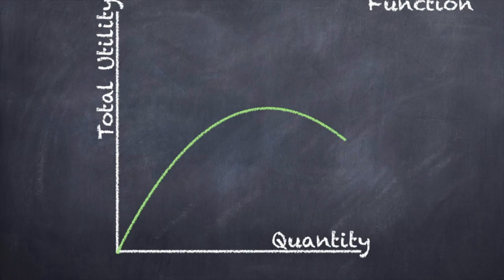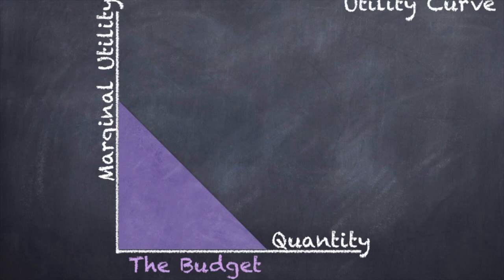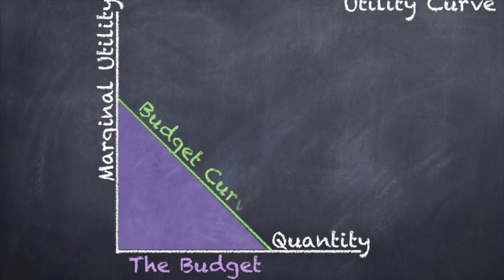So, next up, we're going to have our marginal utility curve. It's going to replace the side that has the total utility with marginal utility. And you're going to see, whoops, let's draw that line in there. This is what we call the budget curve. We're going to get to the budget constraint in a second.